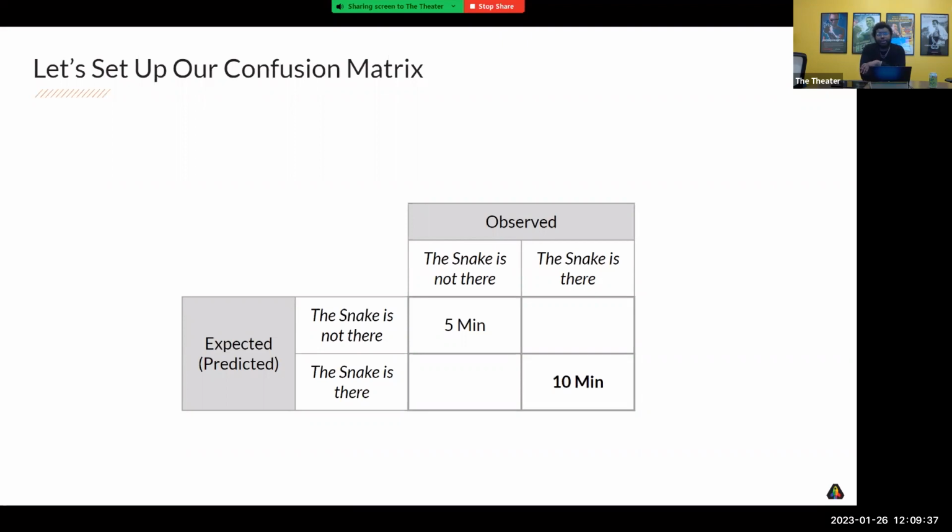If the snake is there and we think it's there, then we have to take the long way. So we have to go down and over, which is going to take us 10 minutes. It's going to double our time. So this is what happens with our true positive and true negative cases.